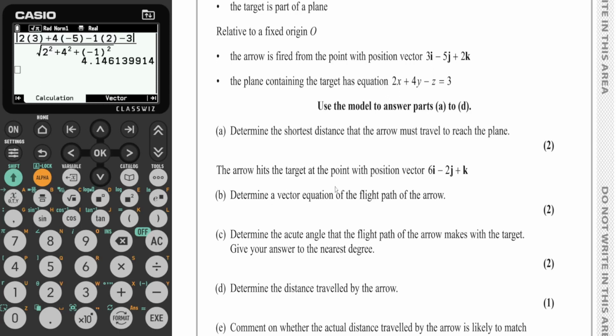The arrow hits the target at the point with position vector 6i subtract 2j plus k. Part B. Determine a vector equation of the flight path of the arrow. Well, if we have this vector A and this vector B, we can find the direction vector AB, and as we know that the straight line would pass through this point 6i subtract 2j plus k, we can then form the vector equation of the line.